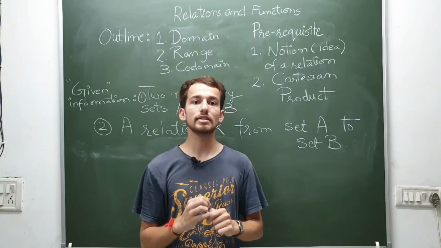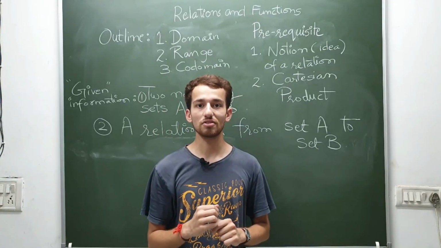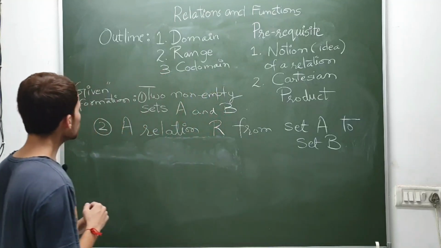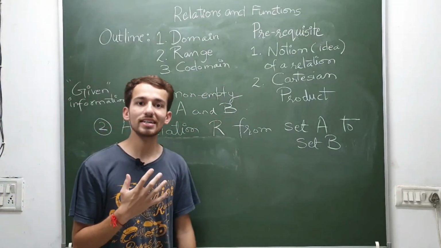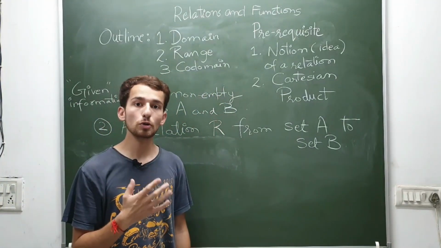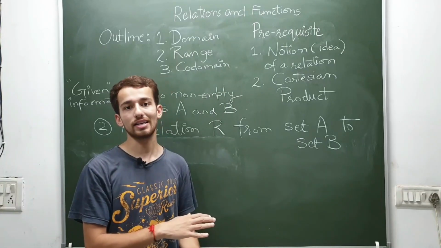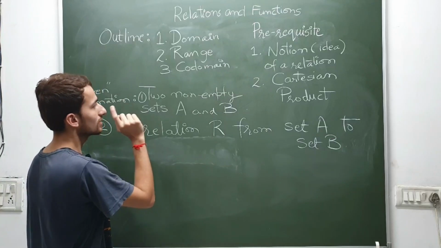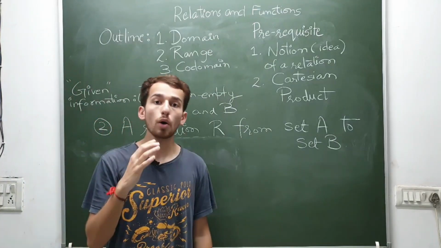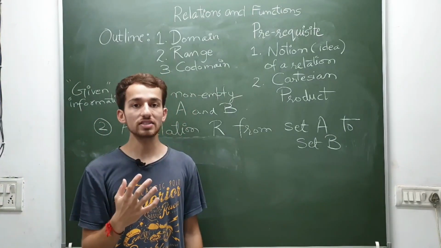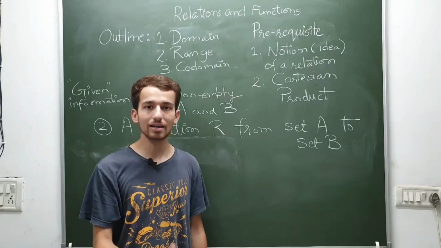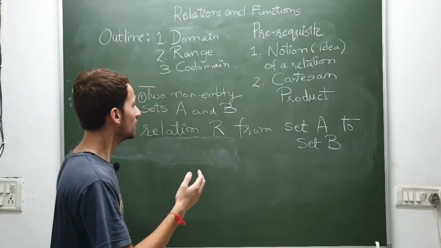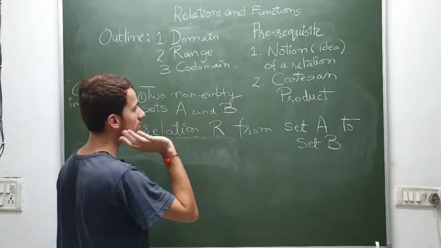So if you are watching this video directly, do refer to the previous videos. Fine. And there is some important information which is given to us in order to understand the outline. So what is the information given to us? The first information is that we are given two non-empty sets. It means they have some elements, and we are calling them A and B.